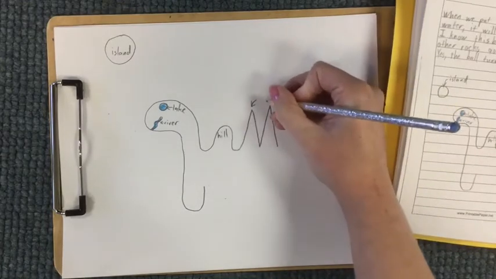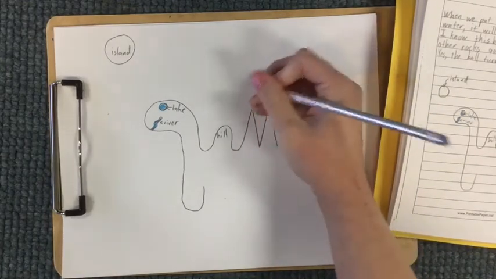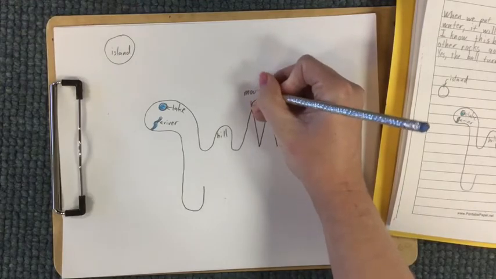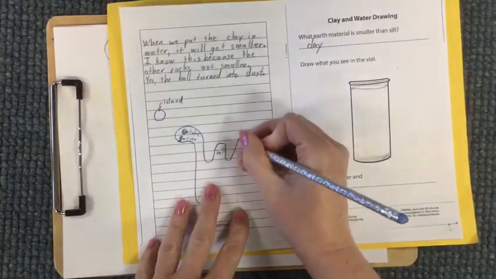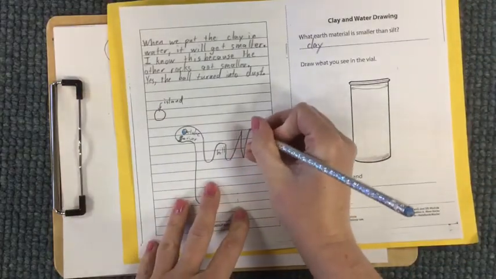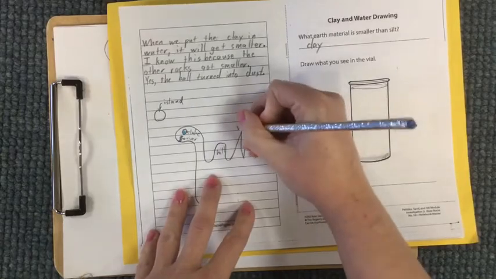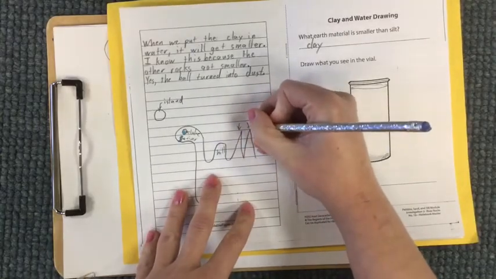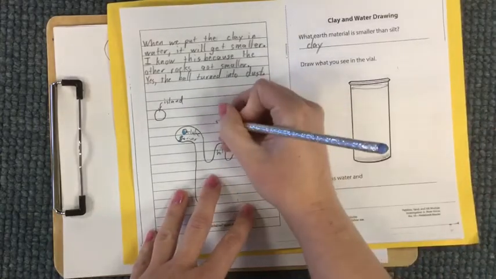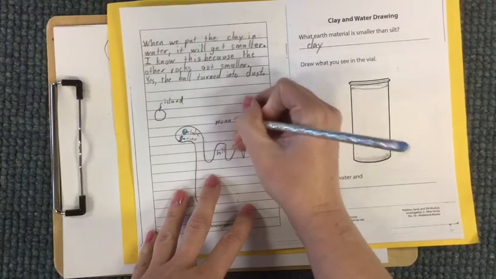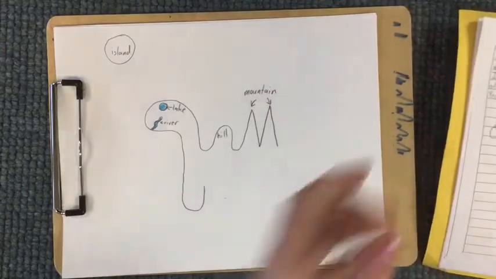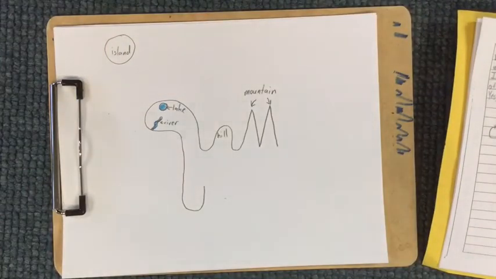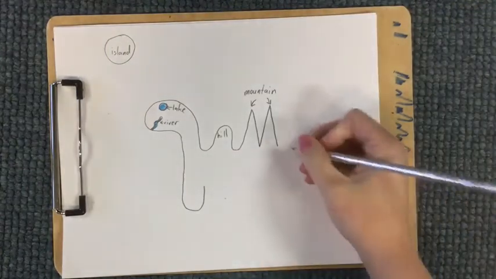I'm going to draw two arrows. I'm going to write mountain, M-O-U-N-T-A-I-N, mountains. So point, down, mountain. That makes an M like a mountain. M-O-U-N-T-A-I-N, mountain. Okay. Now the next part of my dinosaur that I'm going to draw is his tail.